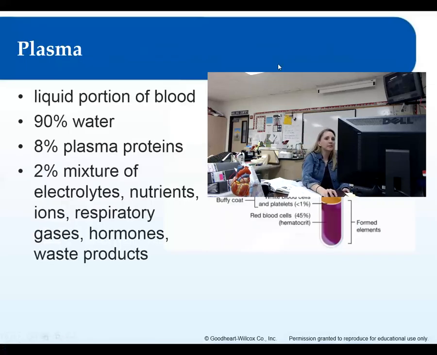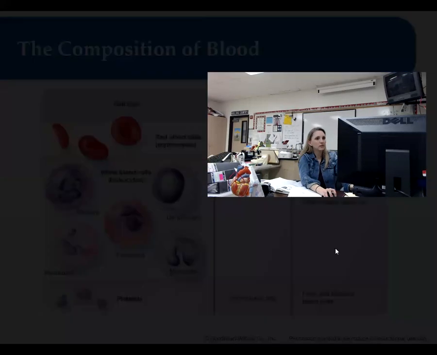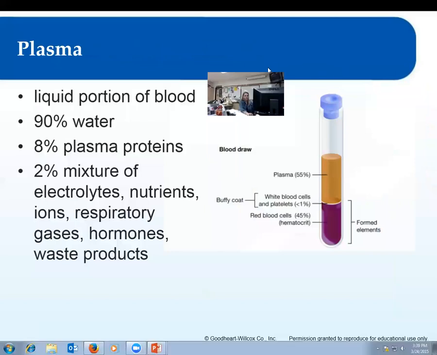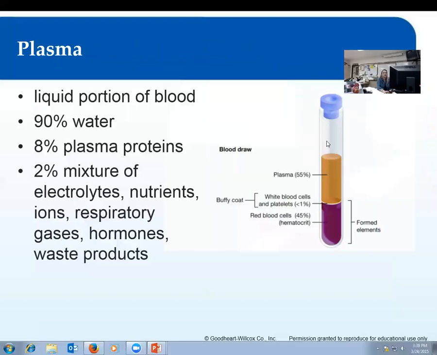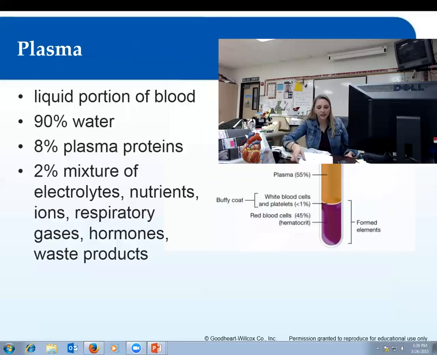Okay, plasma. Here's a picture of the tubing. You can see how it separates there. Plasma is the liquid portion of the blood. It's not the blood cells, not white blood cells, not red blood cells, not your platelets, but pretty much everything else. It's 90% water. It's usually pale yellow, so whenever you look at it in a tube like this, it's going to look kind of pale, yellowy.